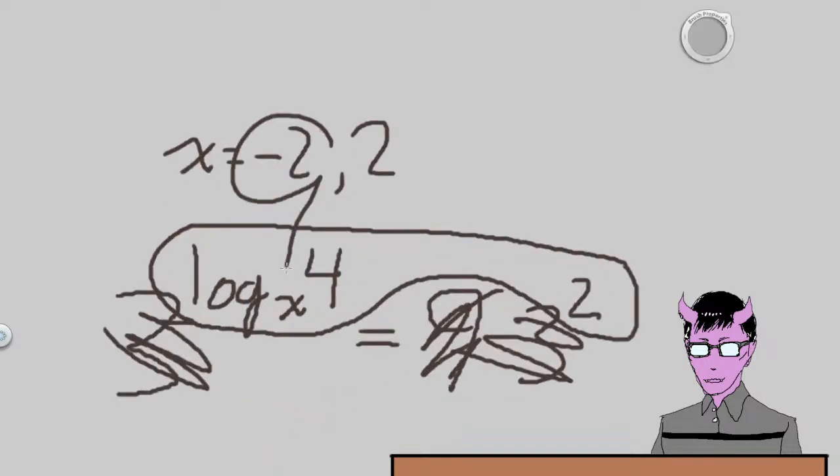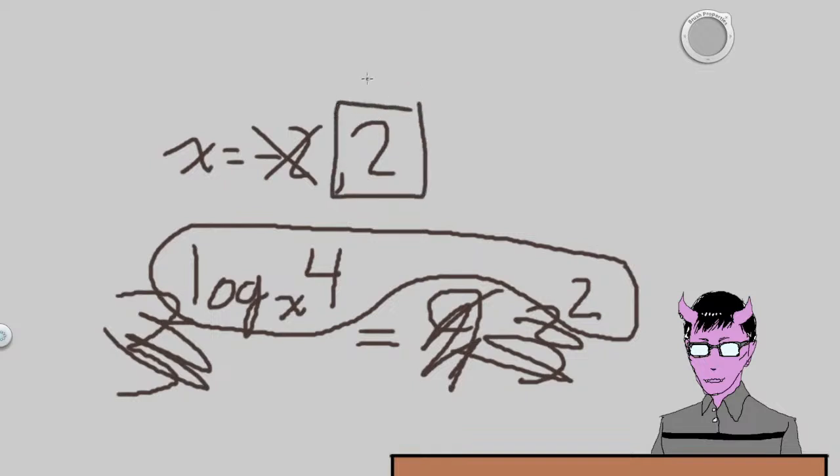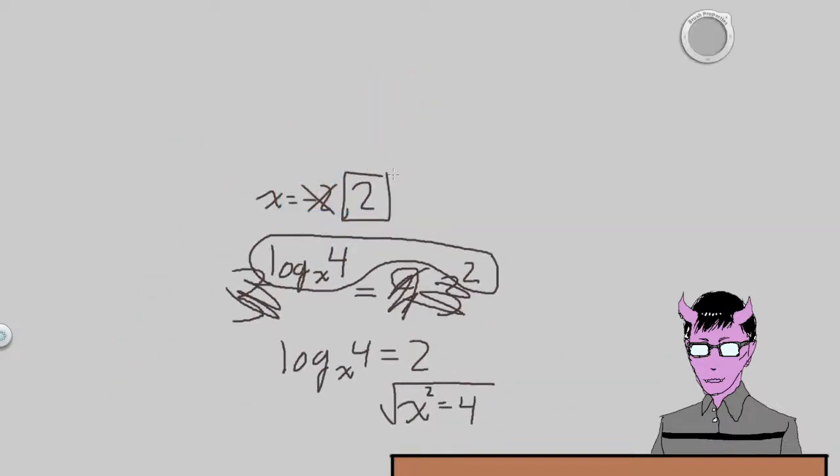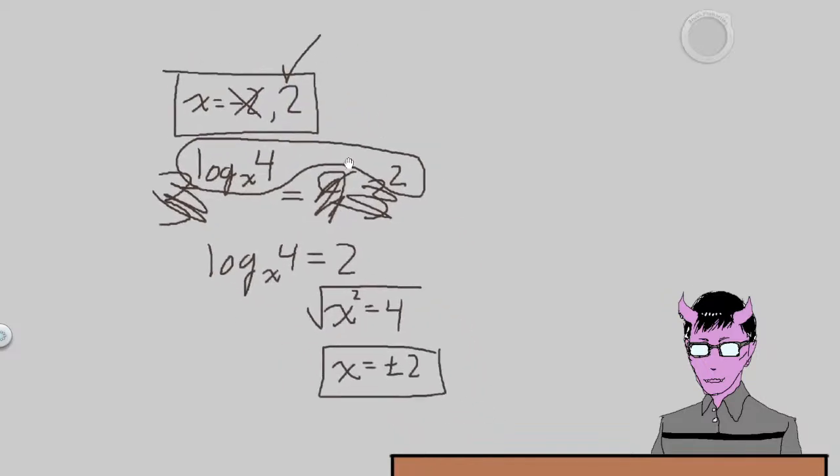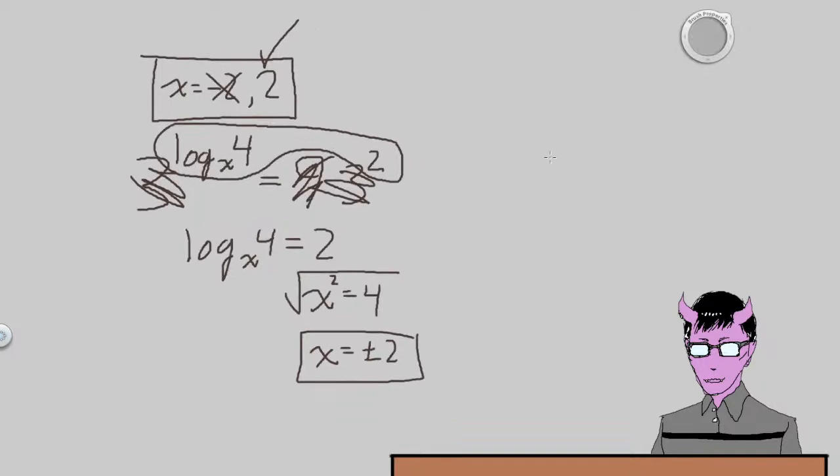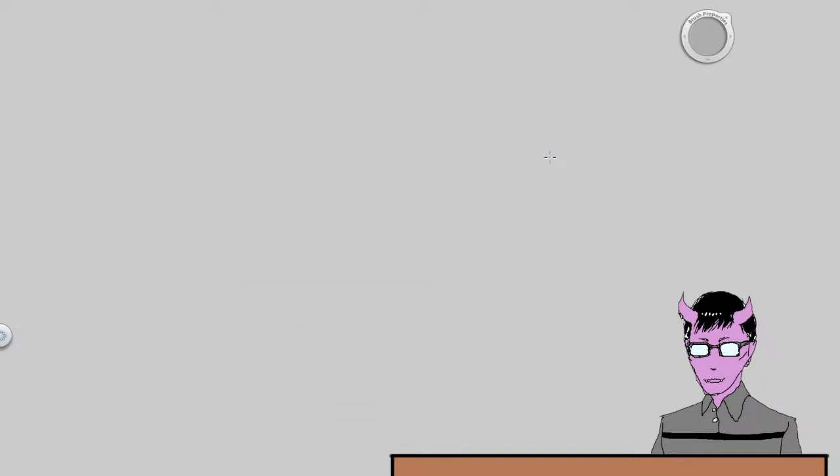Can we have a -1 as a base? No. So that one's extraneous. Can we have 2 as a base? Yes. So this should be the only good answer. So good to go. Just this one. There's a little picture, and we're done with that one.